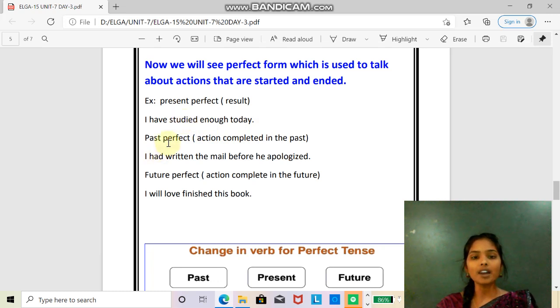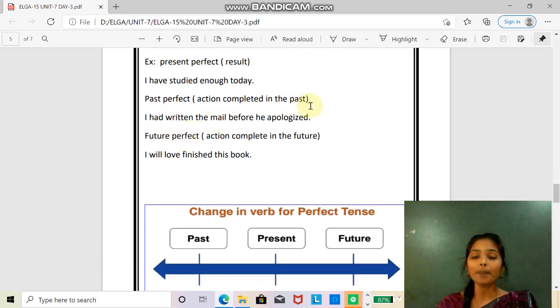When it comes to the past perfect, the action is completed in the past. Started in the past, completed in the past. For example, I had written the mail before he apologized. Apologize is nothing but saying sorry. In future perfect, the action is completed in the future. It didn't start; it will start in the future and complete in the future only. For example, I will have finished this book.